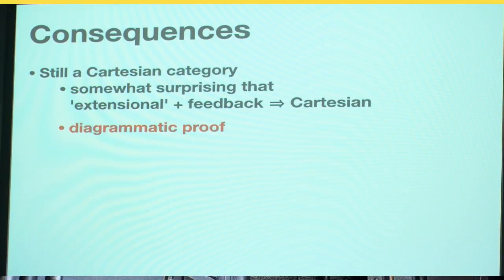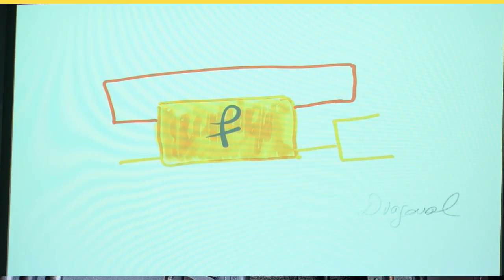Okay, so a consequence of this extension of our circuits by adding feedback, and that's maybe somewhat surprising, is that this category is still Cartesian. So in some sense, if you take this extensional view of circuits, looking just at the input-output behavior, and you add feedback, we still have Cartesian. Most of the cases of the proofs are straightforward. The only one that is interesting is this one.